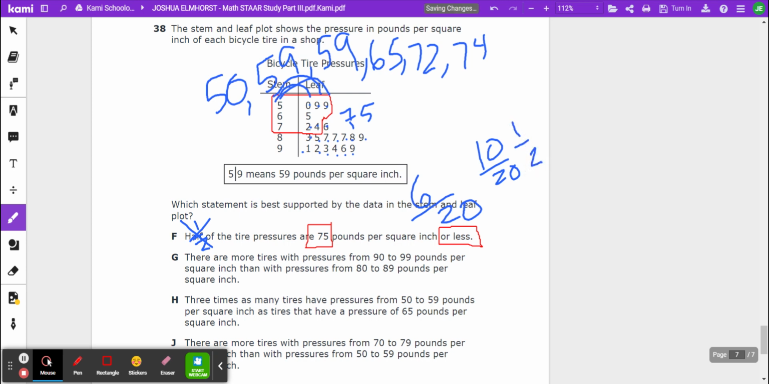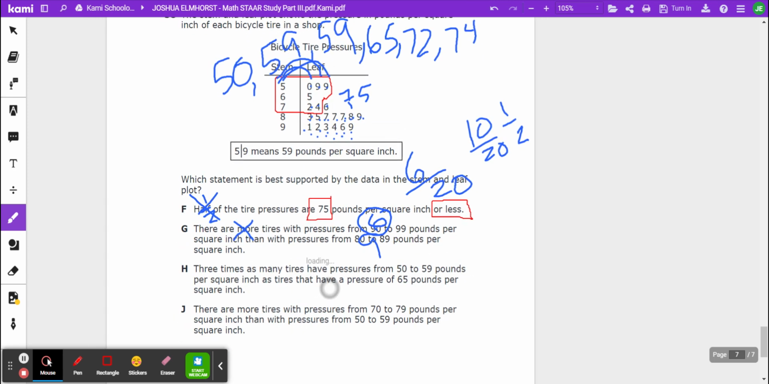There's more tires with pressures from 90 to 99. So there's 1, 2, 3, 4, 5, 6. So there's 6 of them. Then pressures from 80 to 89. 1, 2, 3, 4, 5, 6, 7, 8, 9. There's 9. So this is not more. So that is not true.